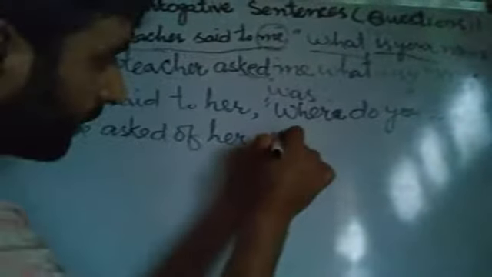Before changing it into an interrogative sentence, we have to look at it and understand in what sense the question is asked. In this sentence, he is inquiring, he is asking something, where she lived. So it will become like this: He asked of her where she lived.